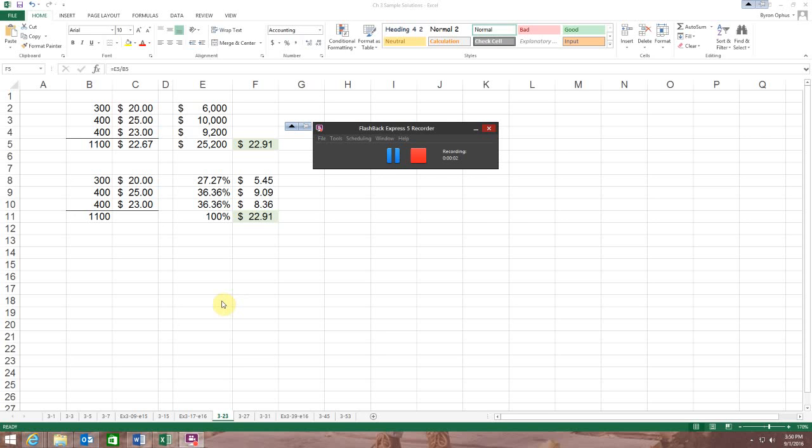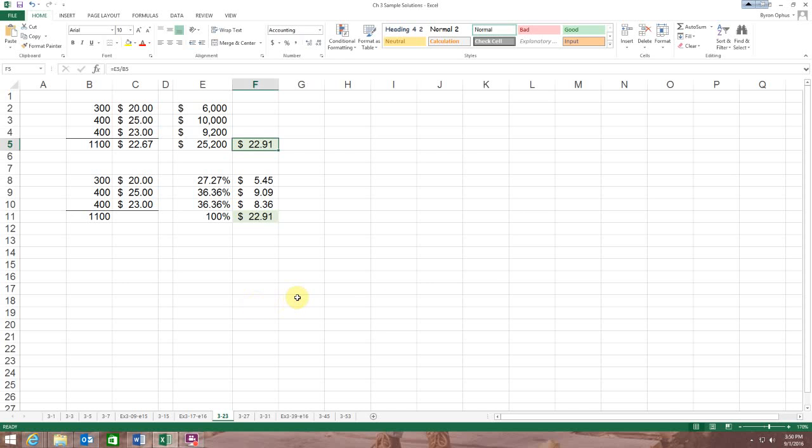Exercise 324, and I've done 323. We're looking at weighted averages, or weighted means, I think they call it. So for 23, it just says in June an investor purchased 300 shares of Oracle at 20 bucks, then purchased an additional 400 shares at 25, then eventually purchased another 400 shares at $23 per share. And so how do we calculate the weighted mean?